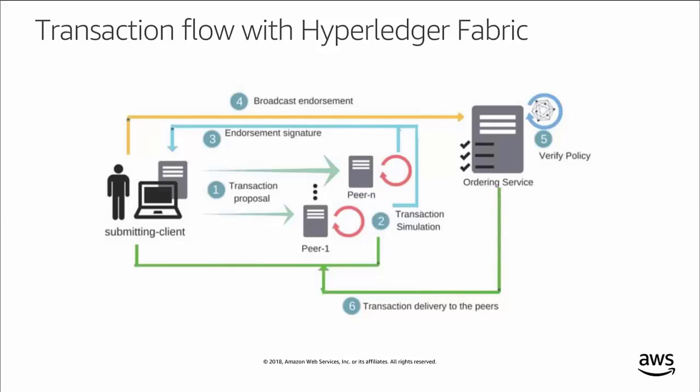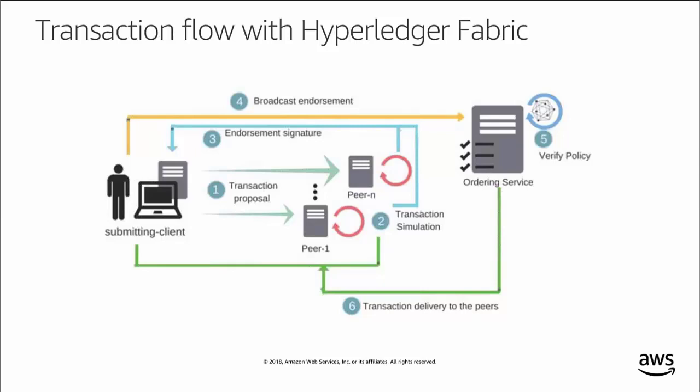Each peer will simulate that transaction and decide if it's endorsable or not, if that transaction is something that is correct. And assuming that it is, we'll send back an endorsement signature back to the submitting client, which remember is running on that EC2 host in your VPC.